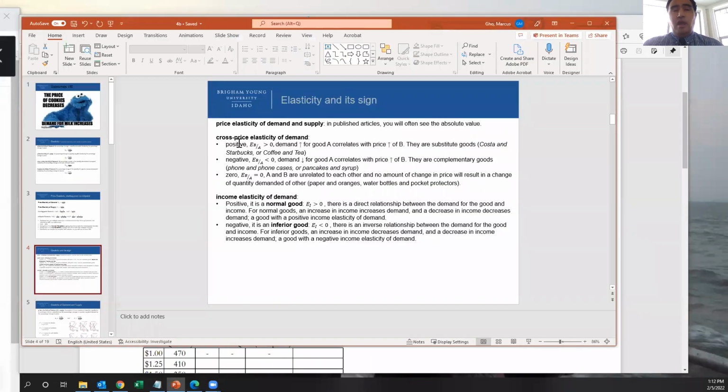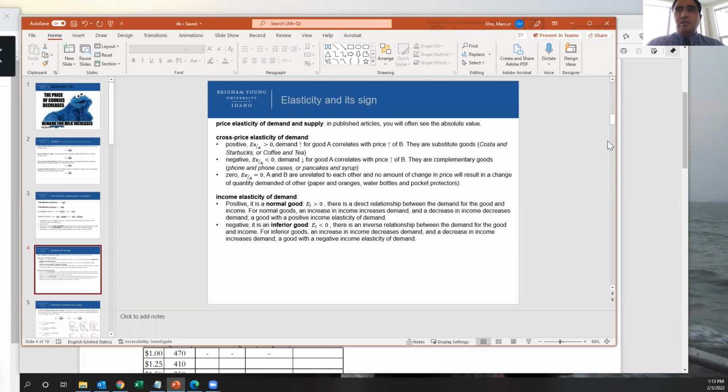Now, what happens if you have the cross price elasticity of demand? If it's positive, they are substitutes for each other. And if it's negative, they're complements. Let's think about what that means. With cross price elasticity of demand, we're looking at the percent change of the quantity compared to the percent change of price of the other good. So if you have two goods and the price of one good goes up, you would expect the quantity demanded to go down. And if they're complements, the other good would go down as well. If they're substitutes, as the quantity demanded of one goes down, the other one would go up.